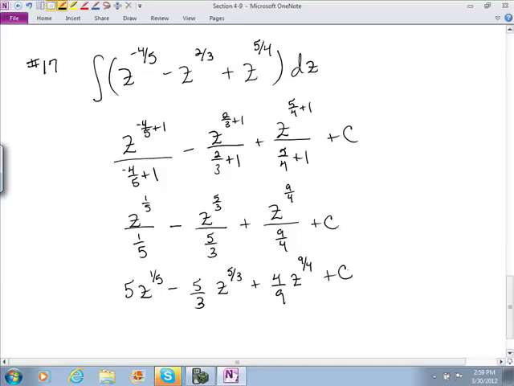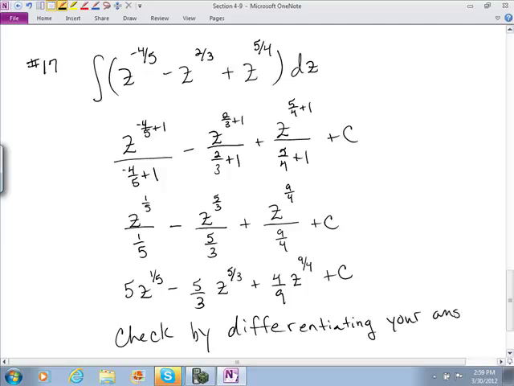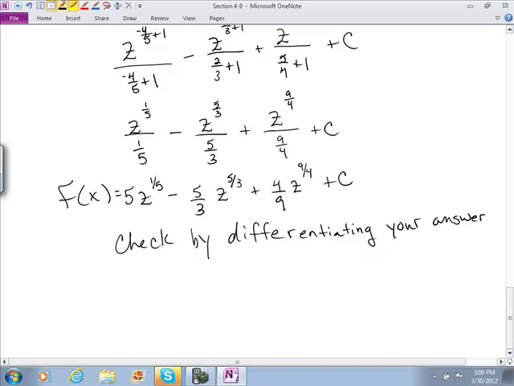And you should be able to convince yourself that this is going to check. You can check by differentiating your answer, and you should get the integrand. So what you get is your big F of x, and if you then take the derivative of that, you should come back to the integrand, which was the little f of x. But in the interest of time, I'll let you do that on your own.